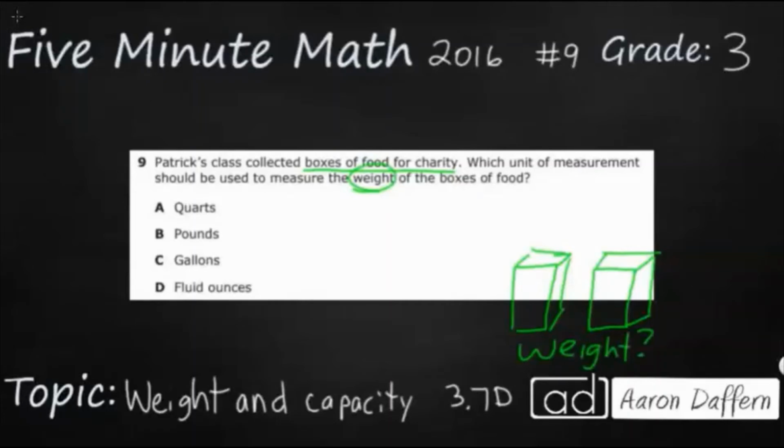And only one of these is going to be helpful for us when we measure weight. But look at our answer choices: quarts, pounds, gallons, and fluid ounces. And so if we don't know what these do, well, then we're going to be in a lot of trouble. So let's look at these each, and let's just see if we can figure out where we've heard these terms before. So let's start with quarts.